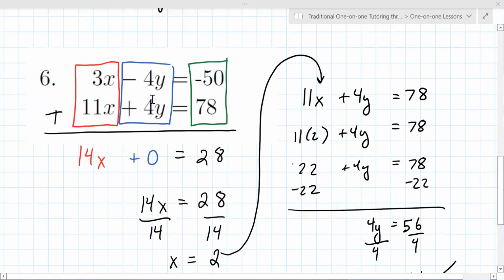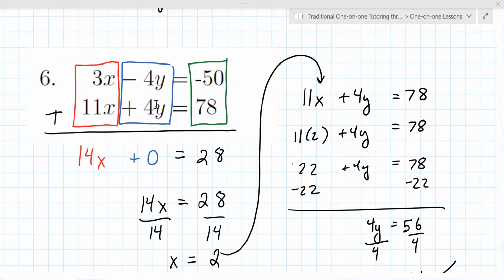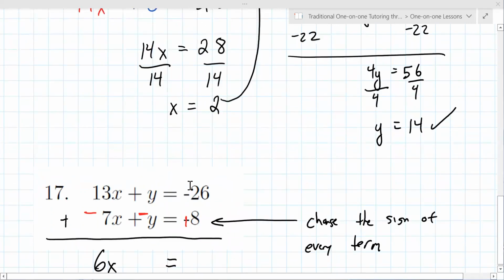What was minus 4y plus 4y? What is here in blue? 0. Why is it 0? Because they're opposite in sign and they're the same. They're the same but opposite in sign. Minus 4y plus 4y. Now let's look at your problem.